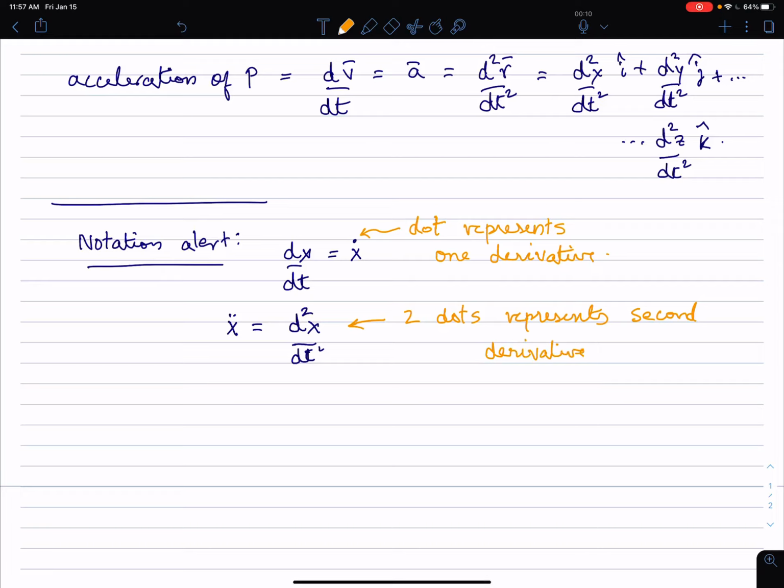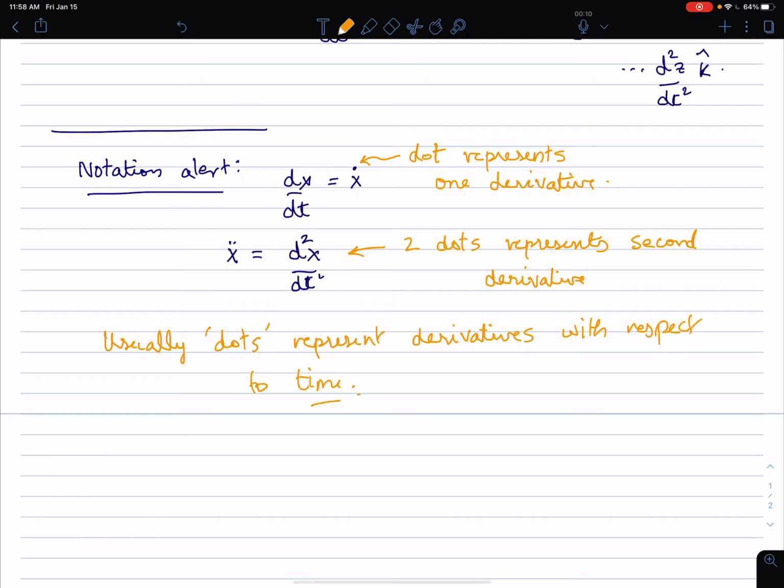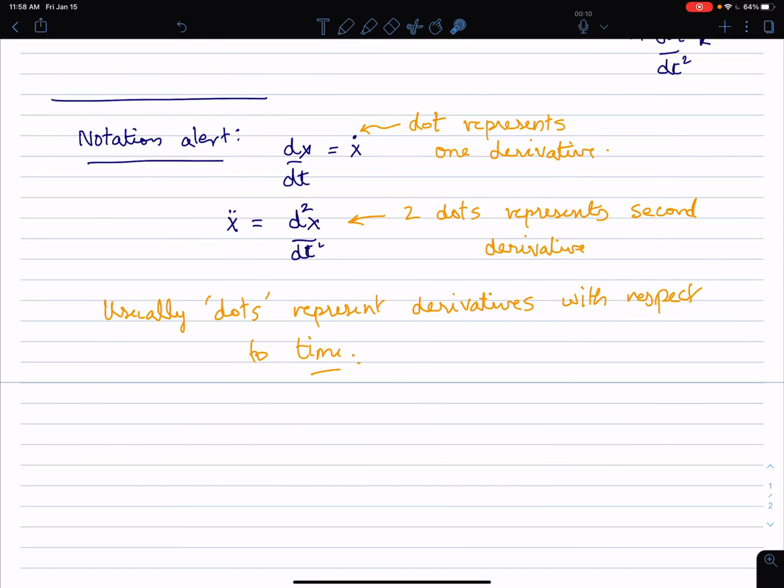Okay, two dots represent two derivatives, and so on. And usually dots represent derivatives with respect to time, okay? We usually represent derivatives with respect to time using dots. If it's derivatives with respect to position or something, we don't use dots, okay? This is just historical convention.